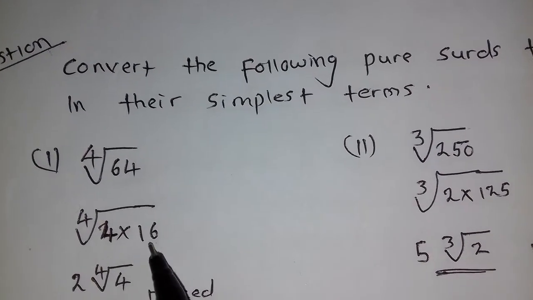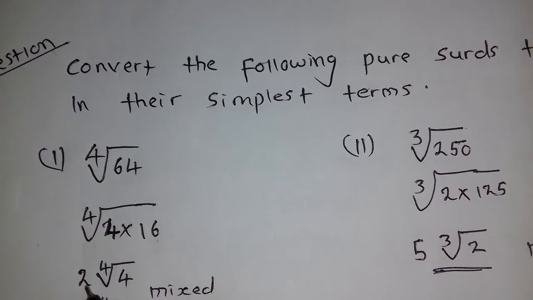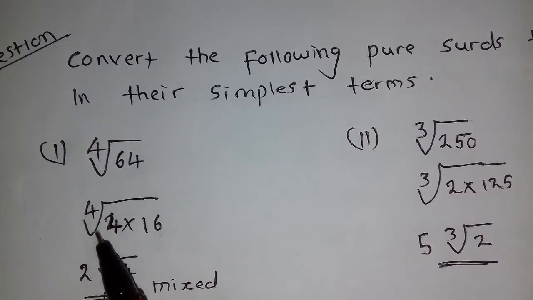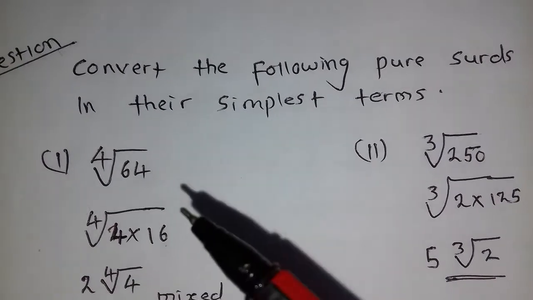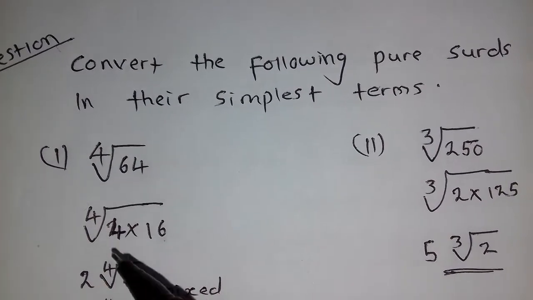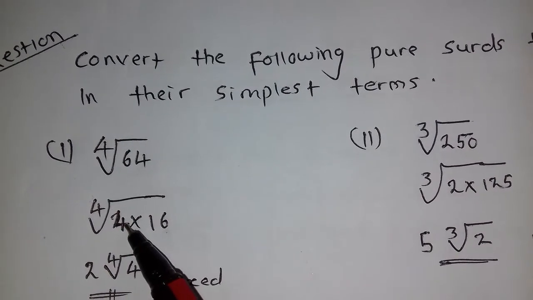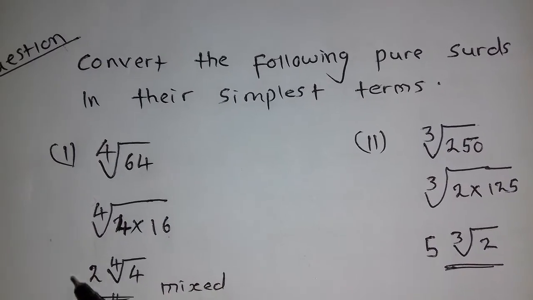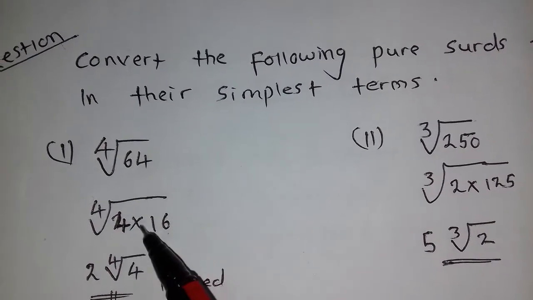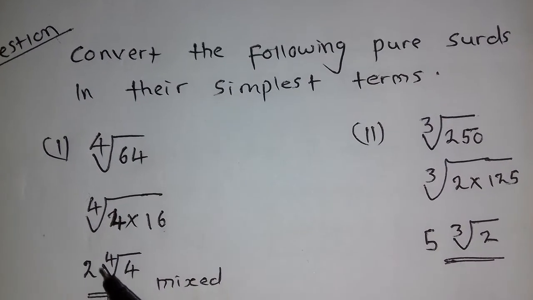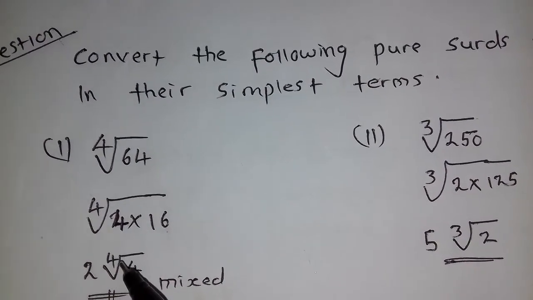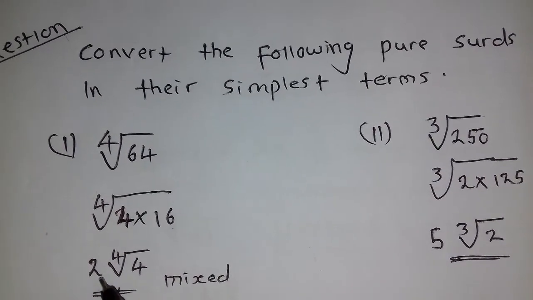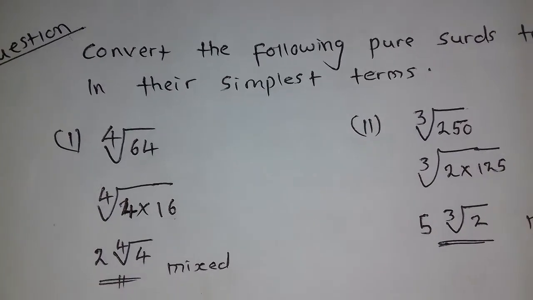Now what is the perfect fourth root of 16? It is 2. So this 2 will go outside. Why? Because we have found its perfect fourth root. What remains inside is 4. Okay, the fourth root of 16 is 2. We put it outside, and what remains? We have the fourth root of 4. So this one is a mixed side. Why? Because the coefficient is greater than 1.